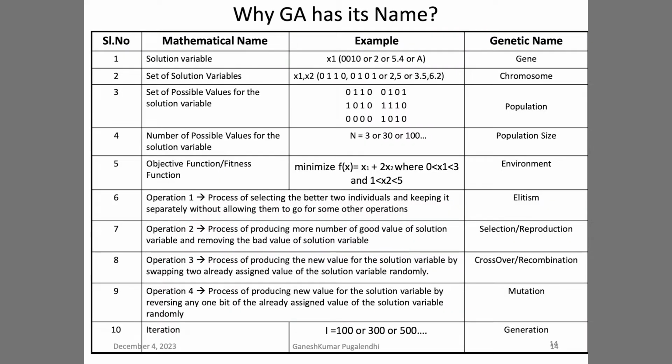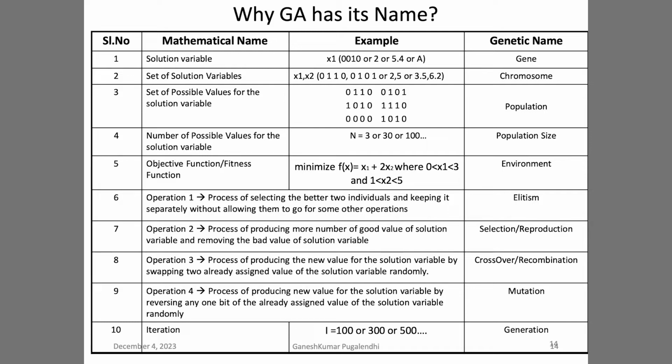In our previous lecture, we saw the major steps of the genetic algorithm, and I concluded with the idea of why GA has its name. To begin with today's presentation, again I am revisiting the slide why GA has its name. You can see that there are three partitions.